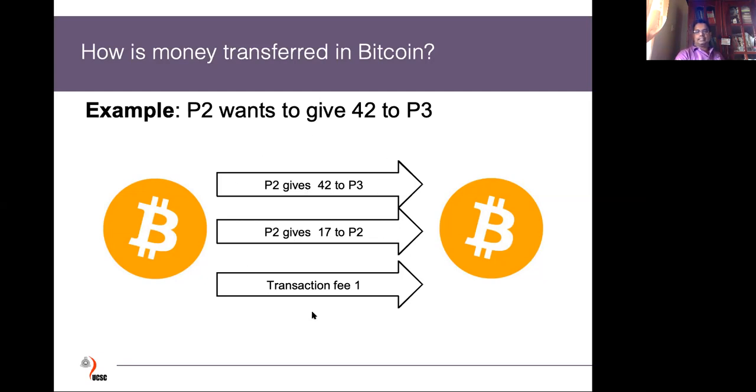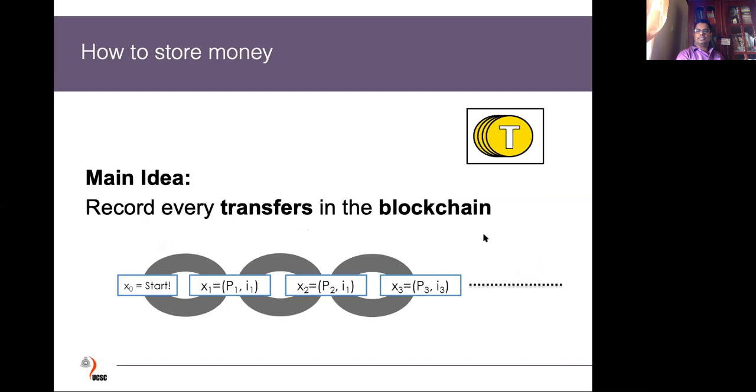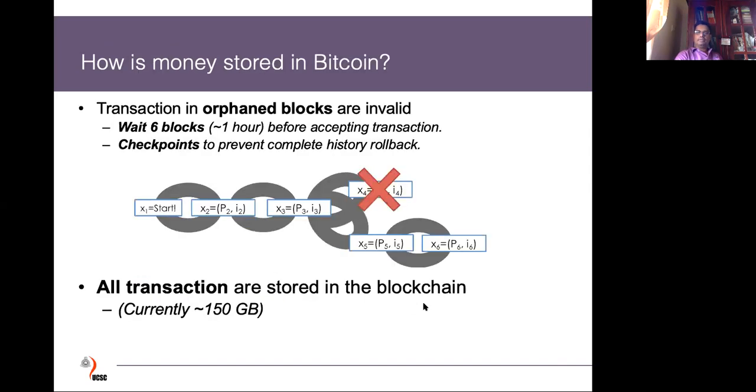So looking at this transaction block, everybody in the world sees now that P2 owns 17, and 42 is going to P3. So that's how it goes. Everything is stored in the chain. So money is basically stored in the chain. It records all transactions in this chain using a mechanism called blockchain. So the size of the blockchain increases exponentially.